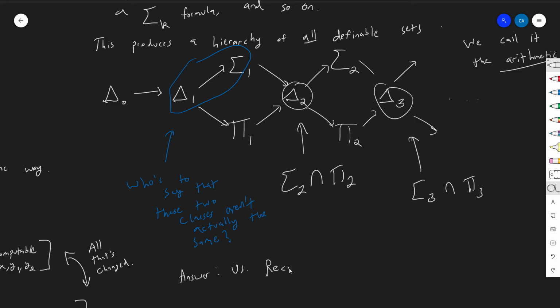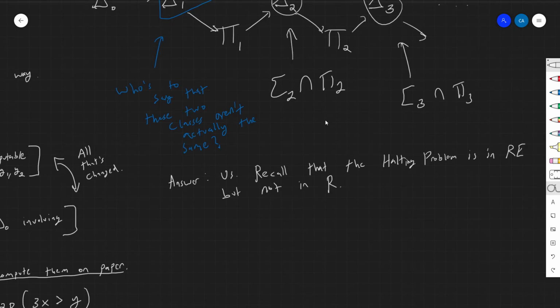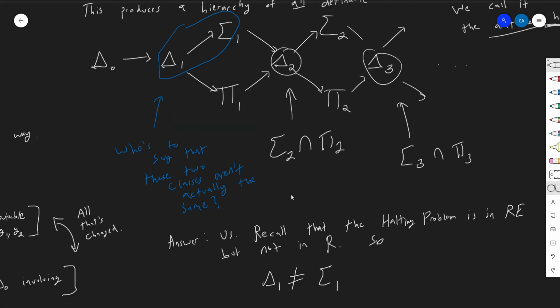Recall that the halting problem is in RE, but not in R. Thus, if I view the halting problem as a set of numbers, then I have a set that is definable as a sigma 1 formula, but not definable as a delta 1 formula. And so delta 1 is not equal to sigma 1. And that is really what's going to cause the entire house of cards to collapse, the fact that this is not true. And we're now in the home stretch. This is now the end game.